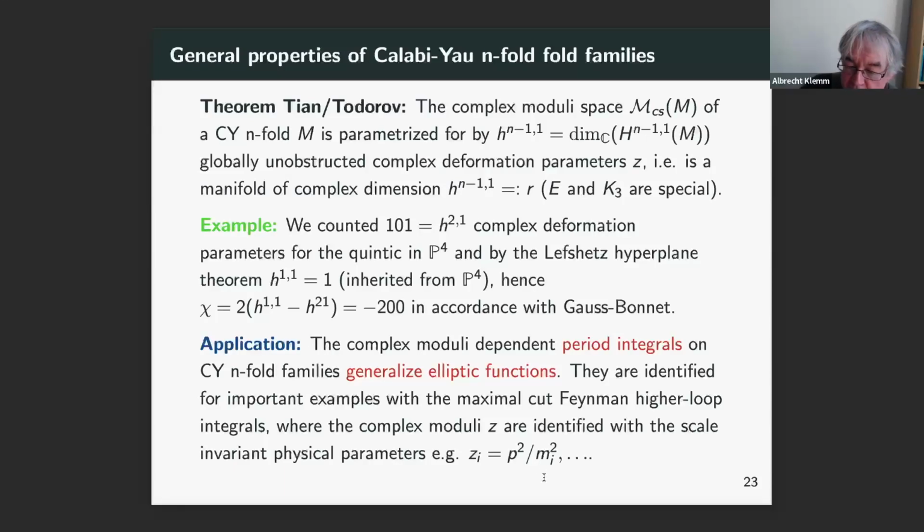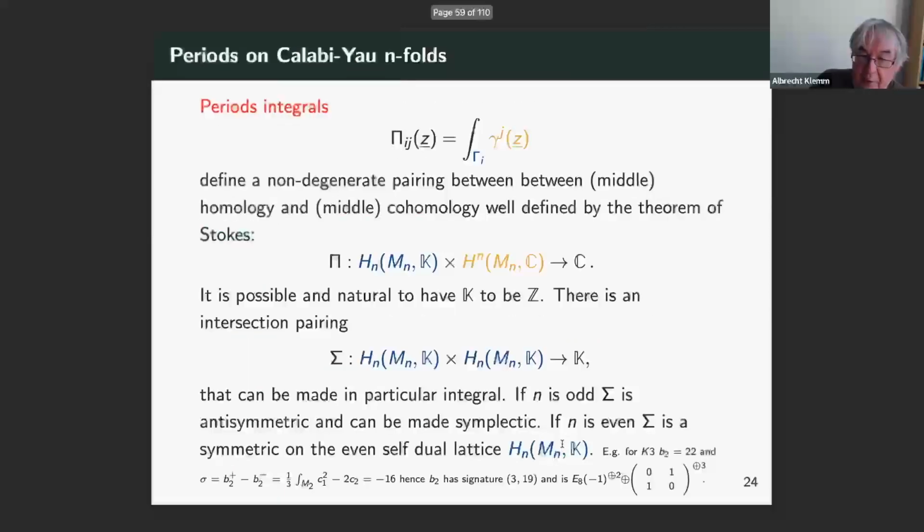But the application is really to find Calabi-Yau spaces whose period integrals give the Feynman integrals, in terms of where the complex moduli are these dimensionless physical quantities from the Calabi-Yau. And then you have, of course, the period integrals, and the period integrals are just this pairing between the homology and the cohomology. And you have two pairings here.